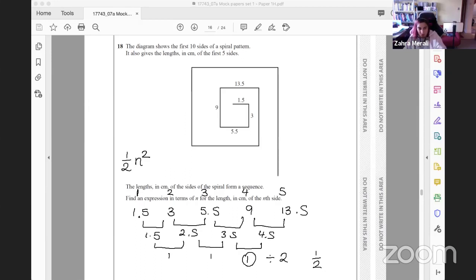So 1 squared would be 1, times a half would be a half, and hopefully you can see straight away that it's just adding 1 to give you 1.5. Now let's try the next one. 2 squared is 4, divided by 2 is 2, and if you add 1, you get 3. So we didn't have to do anything too complicated. Your sequence in this case is simply a half n squared plus 1.